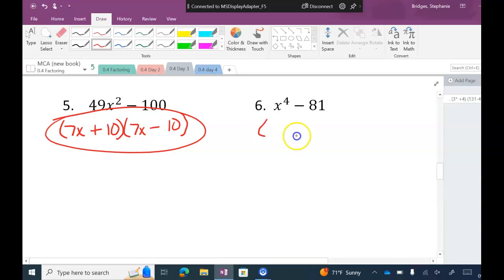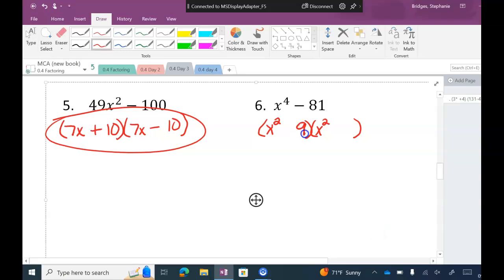So let's start in the beginning. I'm going to split this up. x to the 4th split into 2 equal parts is x squared and x squared. What is the square root of 81? 9. And then with our signs, we put 1 plus and we put 1 minus.